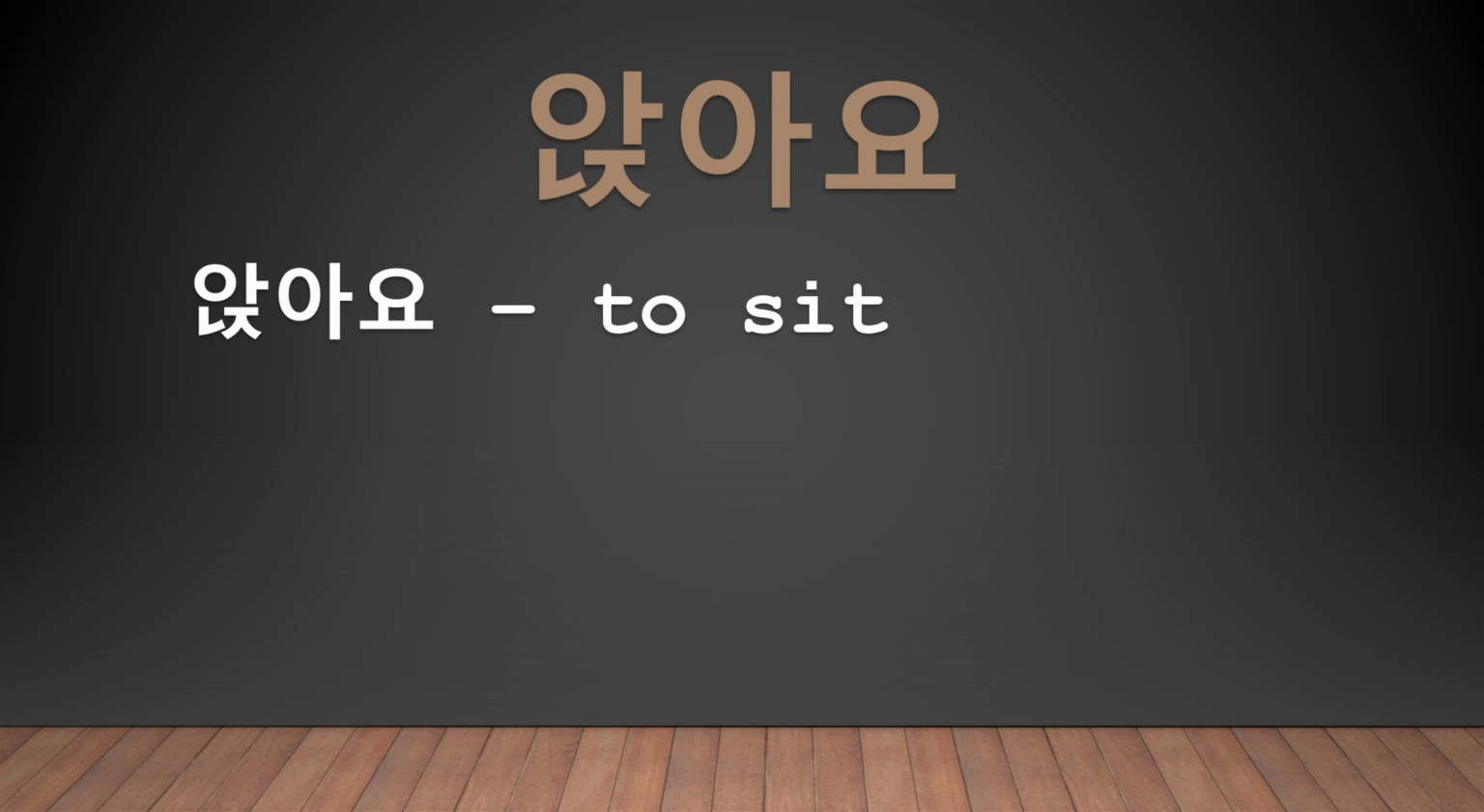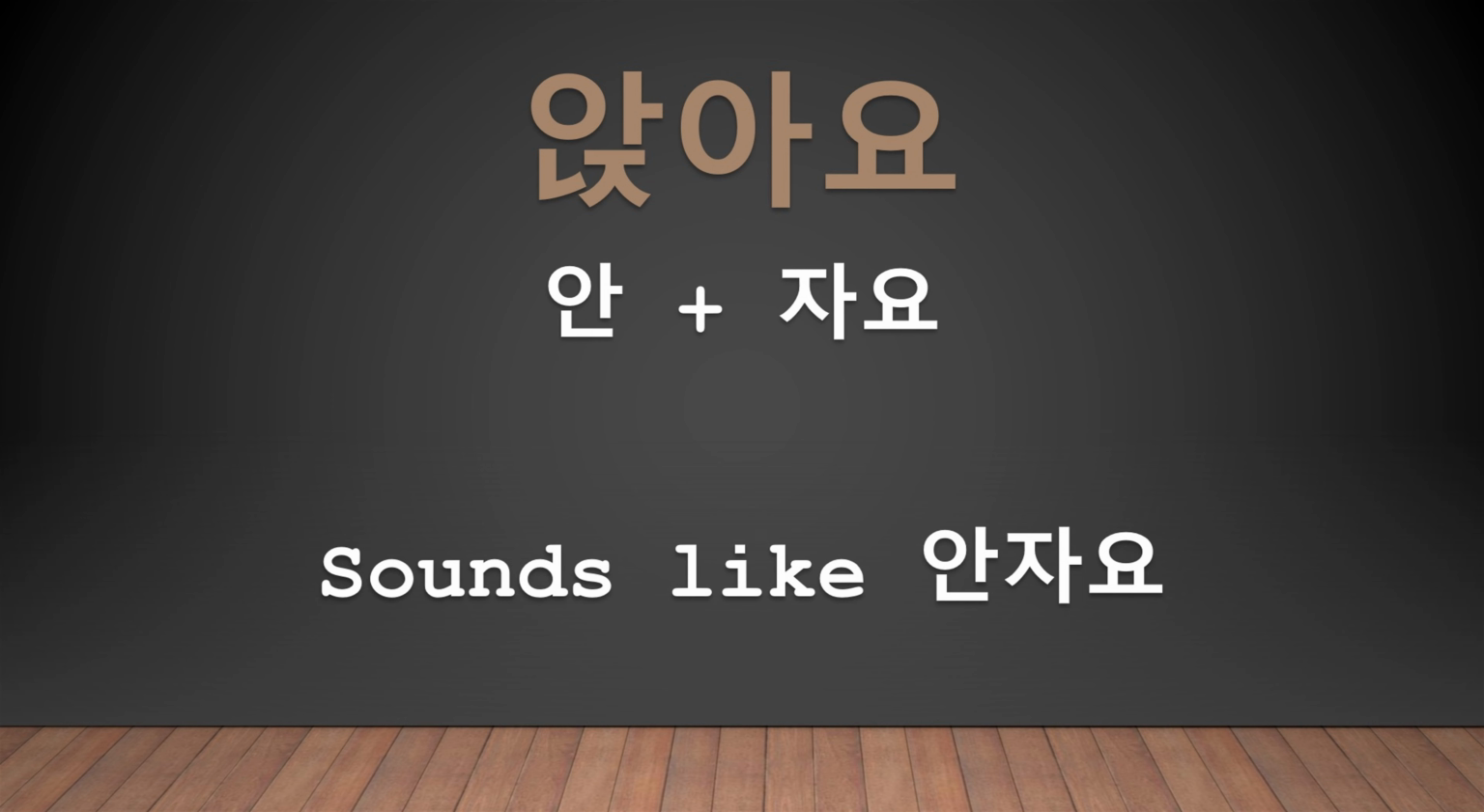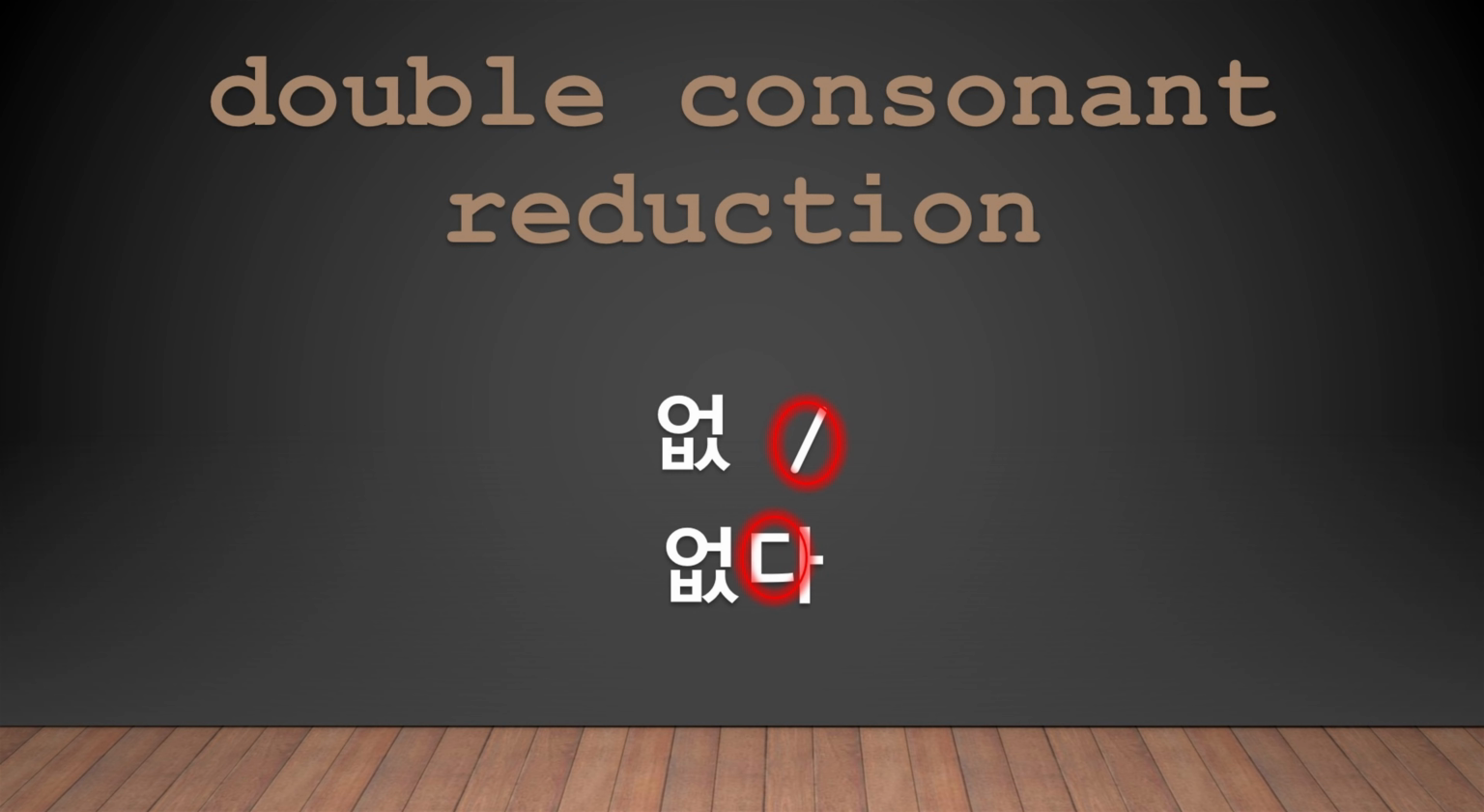앉아요, to sit. 안 and 아요. 안아요 is pronounced as 앉아요. Now, I'm sure you've noticed that I'm not pronouncing the second consonant in the batjim when saying each individual syllable, and that is because the second consonant becomes silent if there's no other syllable following, or if it comes before a consonant in the next syllable.